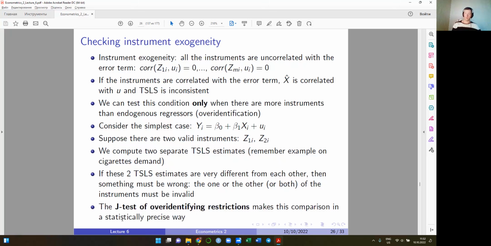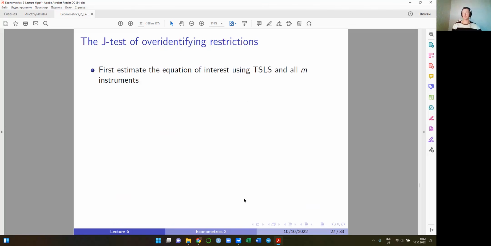And in this case, formally, we can perform the J-test of over-identifying restrictions. So we can give it some precise form in a way how we perform statistical tests. So what do we do in order to apply this J-test?